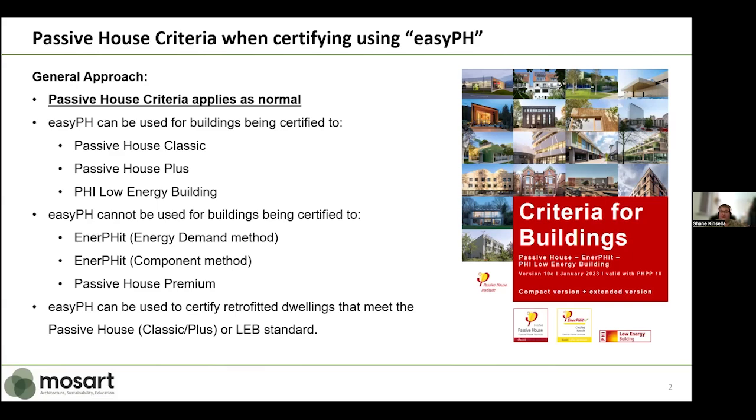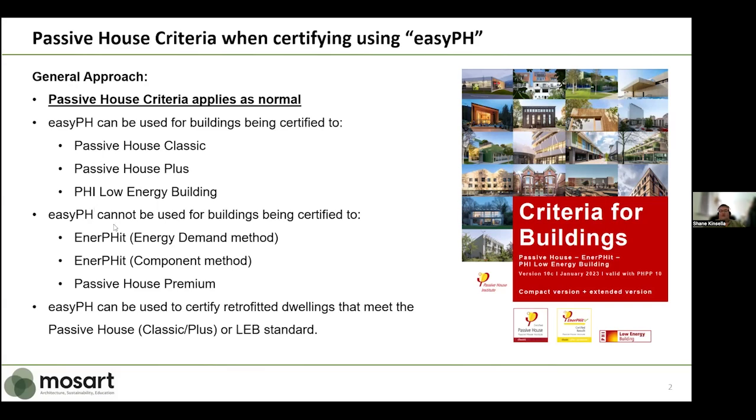However, there are limits on the types of buildings that can be certified using easyPH. I think it's important to be very clear on that, rather than expending effort in design offices saying, well, actually we can go easyPH, and then finding out that your building is not within the criteria. So there are three categories of dwelling that can be certified with easyPH. You can work with Passive House Classic, Passive House Plus, and PHI Low Energy Building.